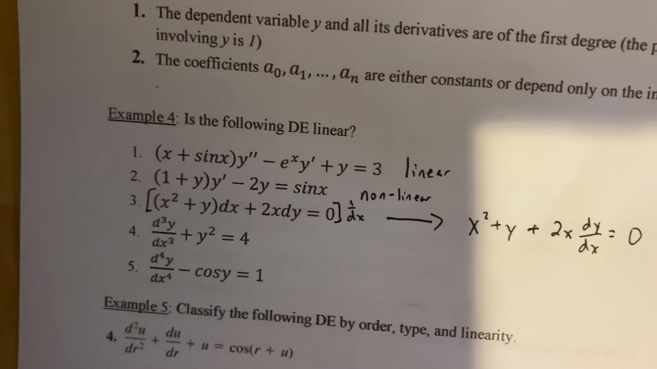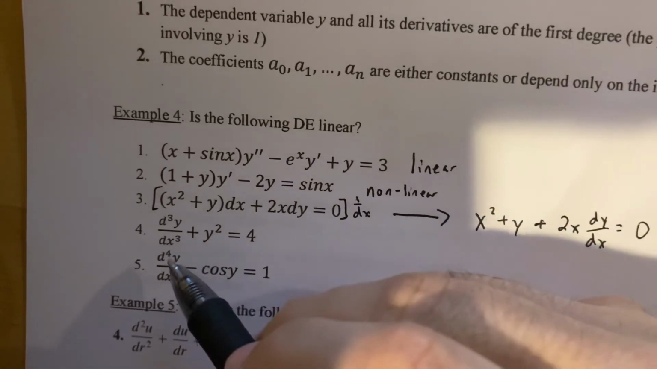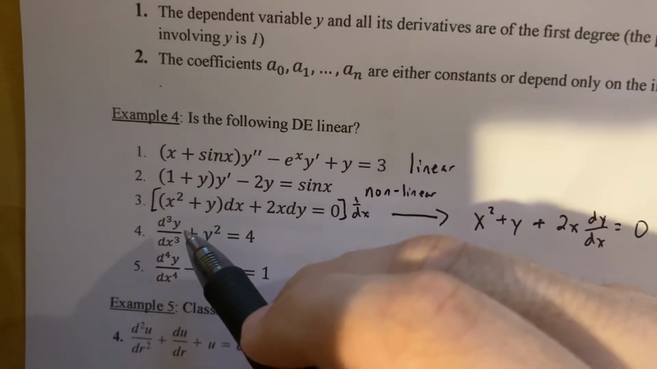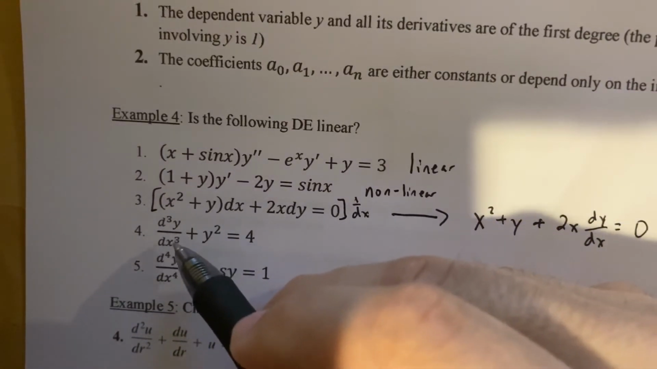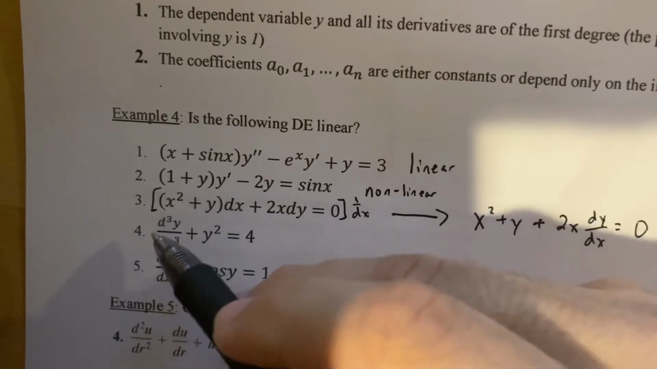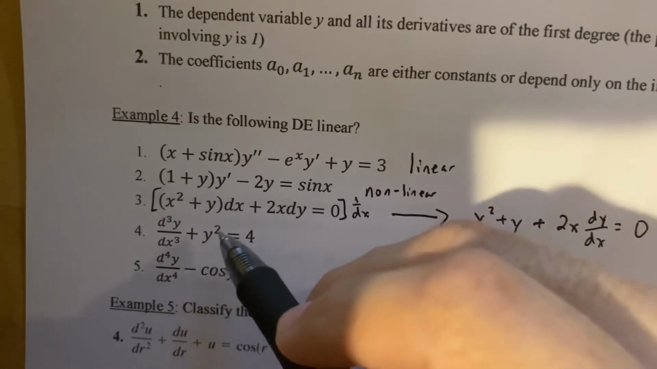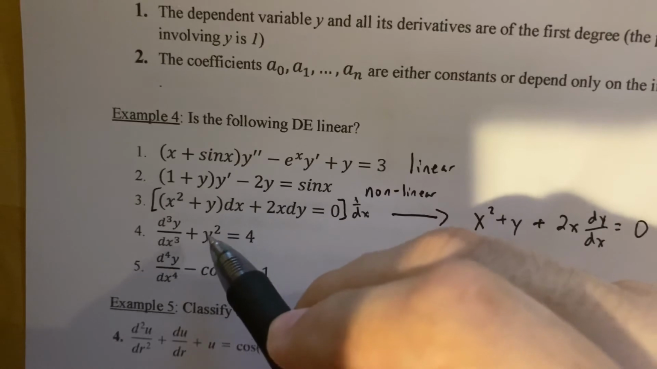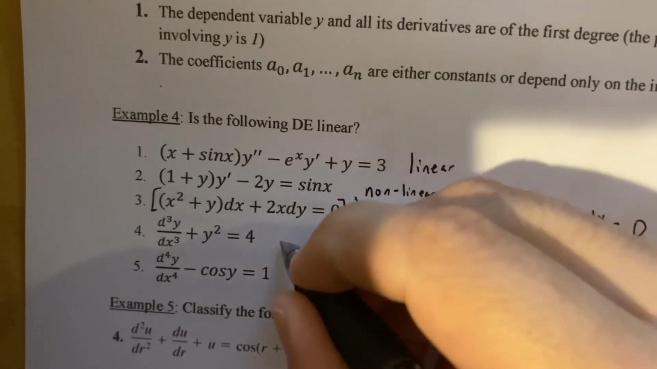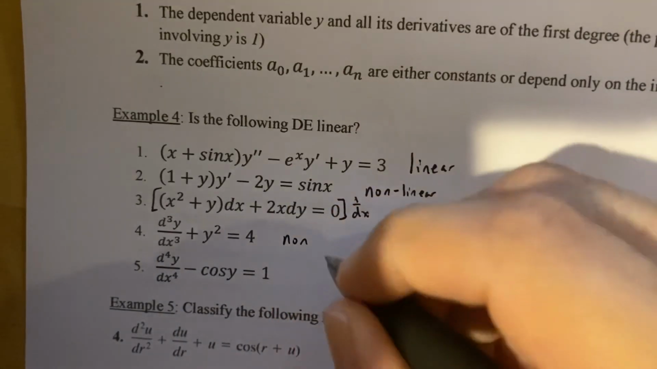All right, let's look at the fourth one. Here we have a third order derivative of y with respect to x. It's to the first power, so that checks off. Plus y squared, can't have that y squared. That needs to be y to the first power, so that does not check off, so that's non-linear.